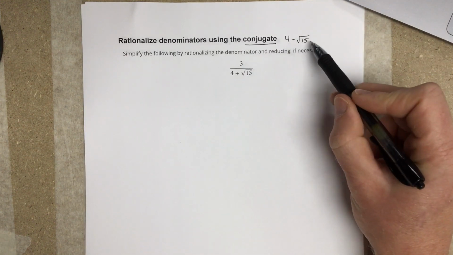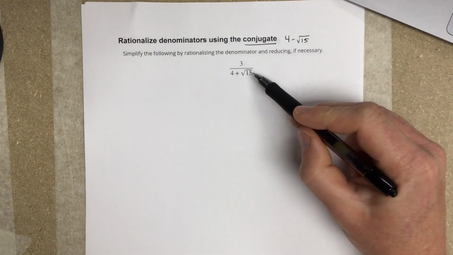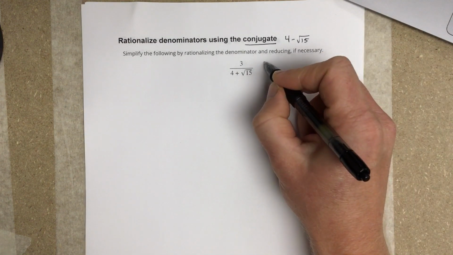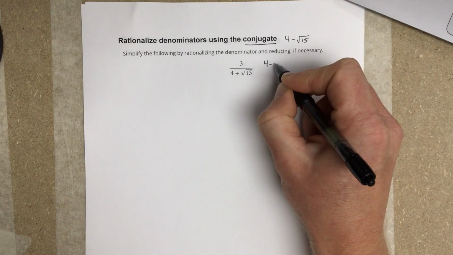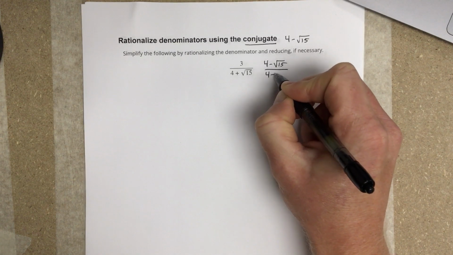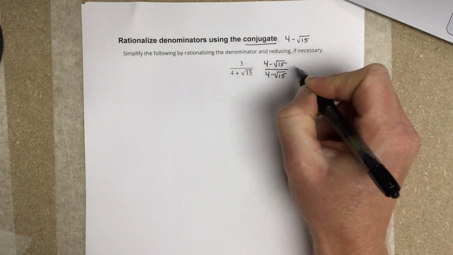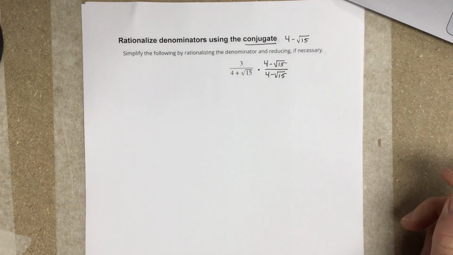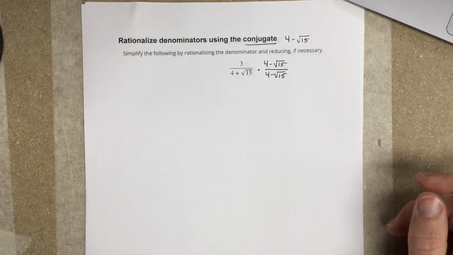And the reason we use the conjugate is because that will cancel the denominator if we use the opposite sign, and you'll see that here in a second. So we're going to multiply the top of the fraction by 4 minus root 15 and the bottom of the fraction by 4 minus root 15. And remember, 4 minus root 15 over 4 minus root 15 is just 1. So we're not changing the fraction, we're just changing how it looks.